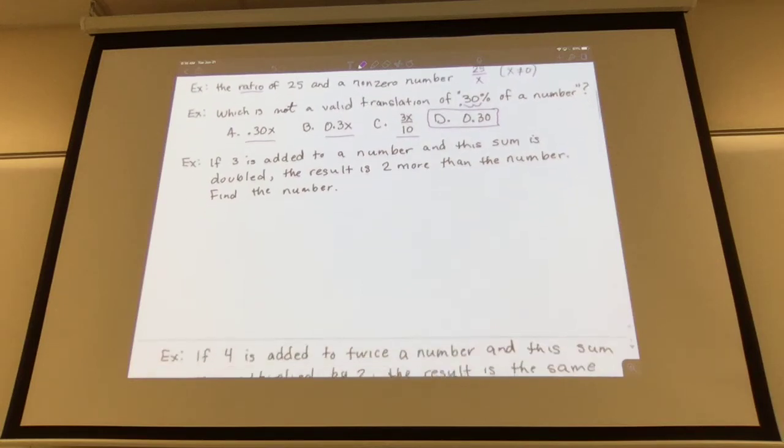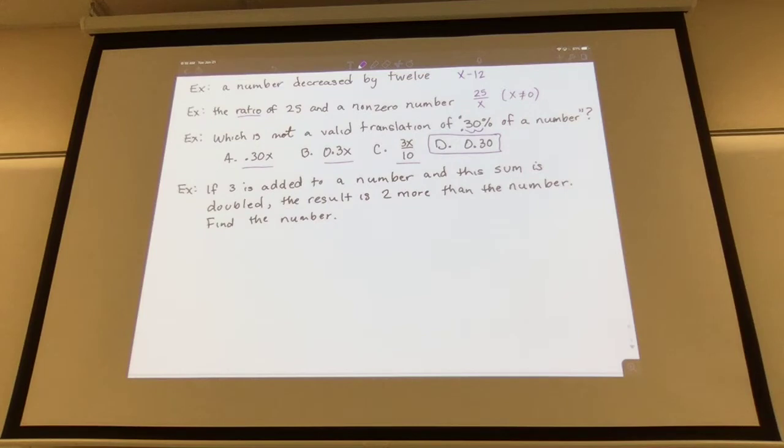Now here we go with one that says, if 3 is added to a number and this sum is doubled, the result is 2 more than the number. Find the number. This time we're actually going to have to write the expression. Then we're going to apply what we did in section 7.1 and solve it to find out what this number is. So let's break this down. We'll let x be a number. It says 3 is added to a number. 3 added to a number. Okay, we're pretty good there. And this sum, meaning this entire sum, is doubled. So what do I do with that?